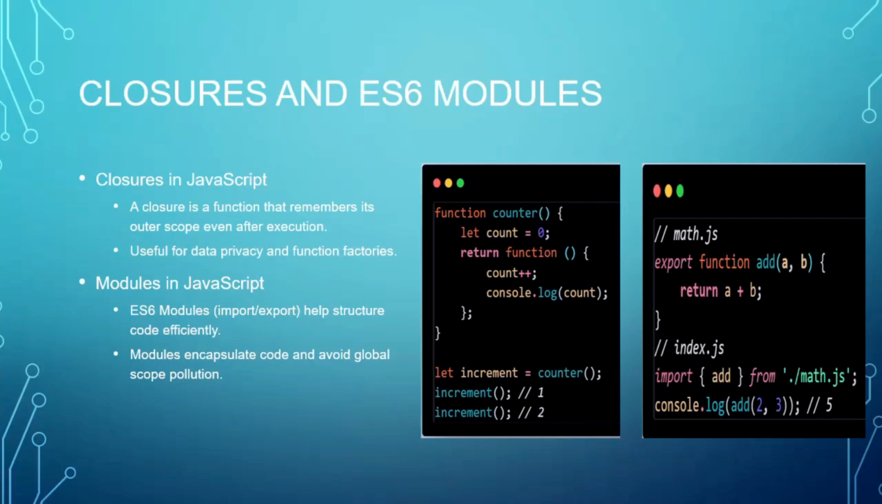Next, we have modules. With ES6 modules, we can import and export code between different files. This helps structure code efficiently, keeping it modular and reusable. Modules encapsulate code, preventing variables and functions from polluting the global scope. This makes our application more organized and scalable. Closures and modules are powerful tools that help write clean and efficient JavaScript code.